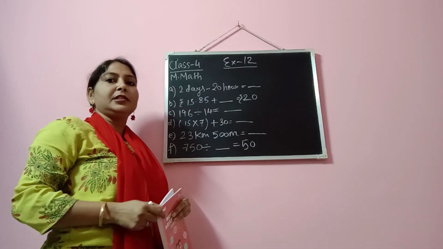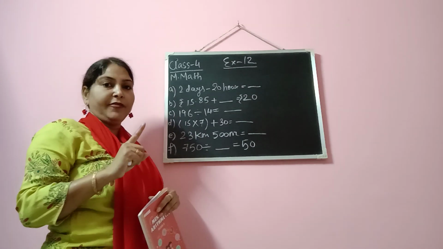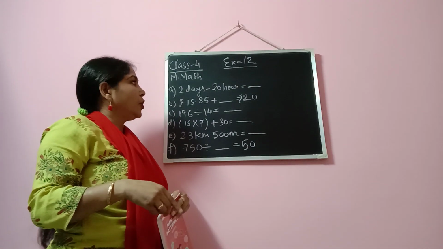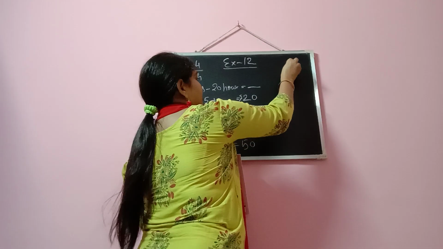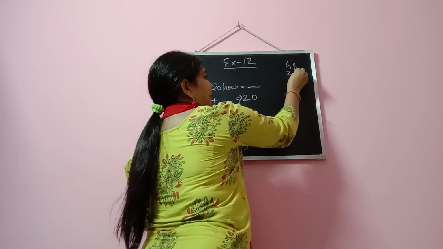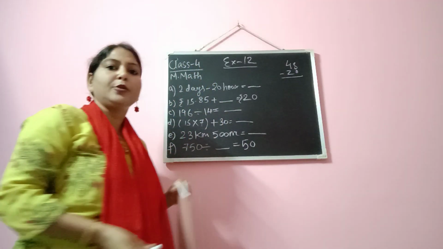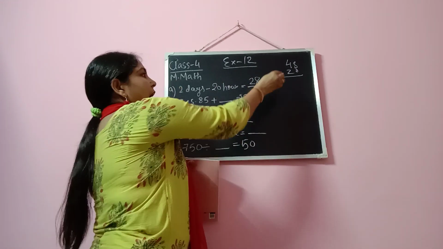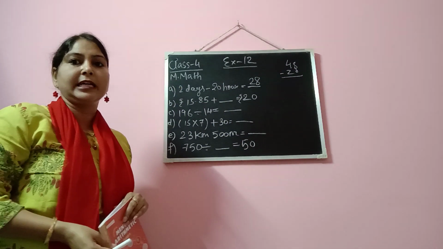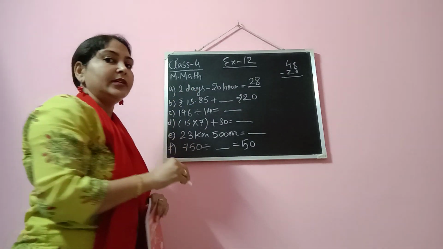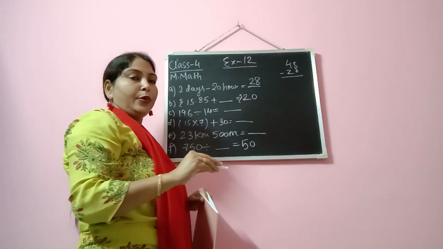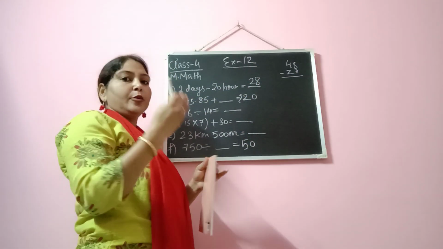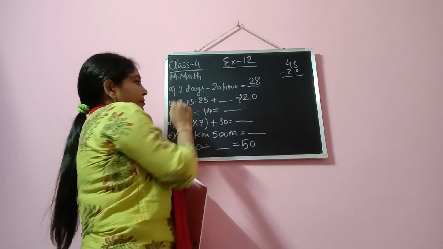So 2 days means how many hours? In one day there are 24 hours. Then in 2 days how many? 48 hours. So 48 minus 20 will be how much? It will be 28 hours. So we will write here 28 hours. I hope you know how this 48 hours has come. 1 day equals 24 hours, 2 days equals 24 into 2, which is 48 hours. Now both the units are the same, so we can subtract them.